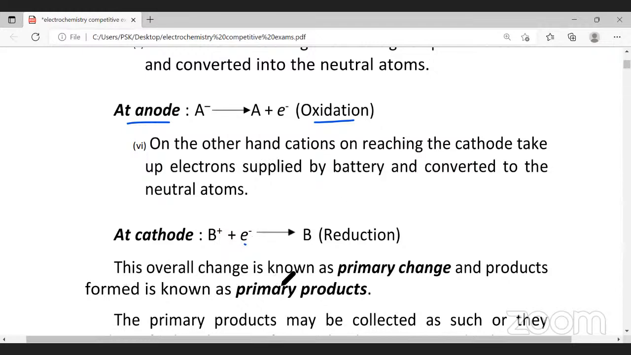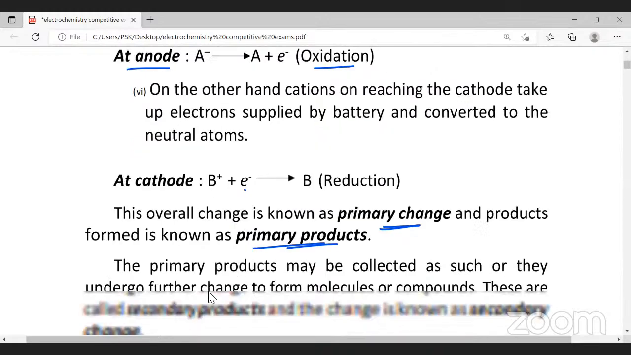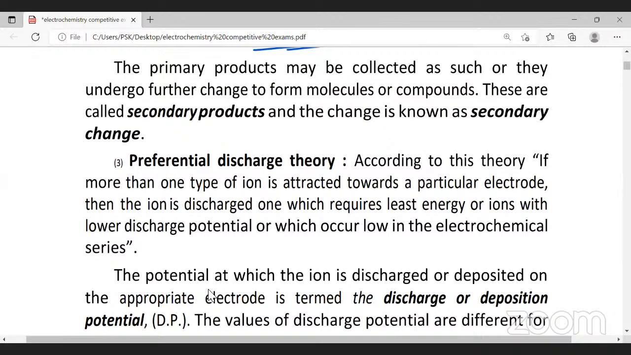This overall change is known as primary change, and the product formed is known as primary products. The overall change is known as primary change, and the product formed is called what? The primary products. The primary products may be collected as such, or they may undergo further change to form molecules or compounds. These are called secondary products. We will learn what is primary product and secondary product when we learn the chemical reaction.